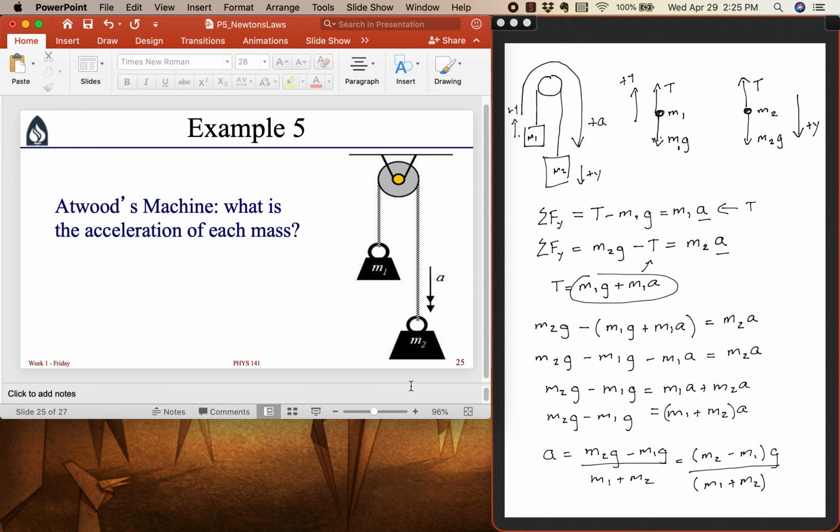So that makes sense. If M2 is bigger than M1, then I get an acceleration in the direction that I have defined to be positive. What if the opposite were true? What if M1 was the bigger mass? Well, if M1 was bigger than M2, then this quantity would be negative, and my acceleration would be negative, meaning that M2 would go upward and M1 would go downward, which is also what I expect to have happen.